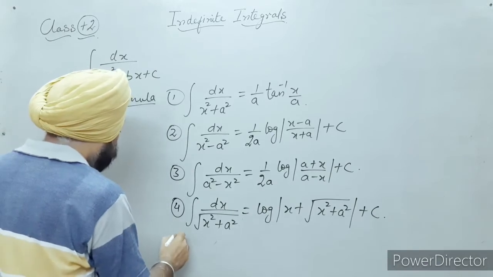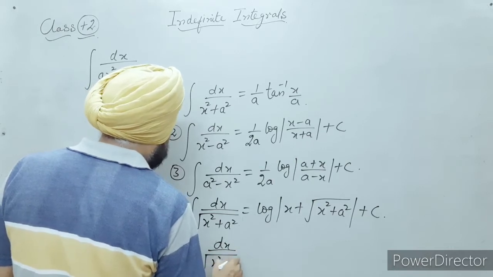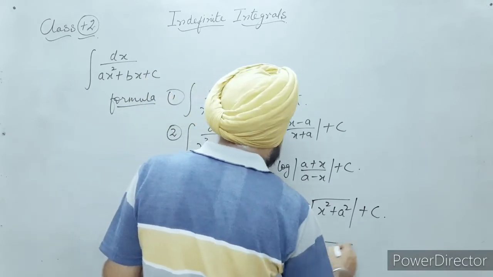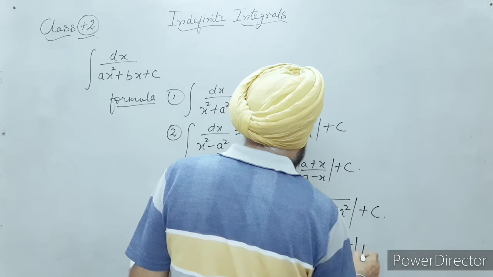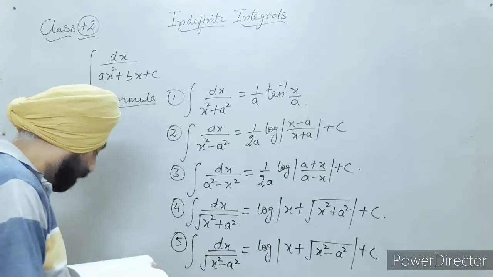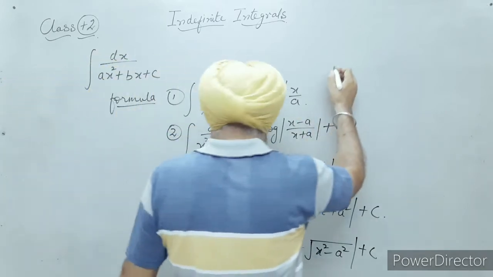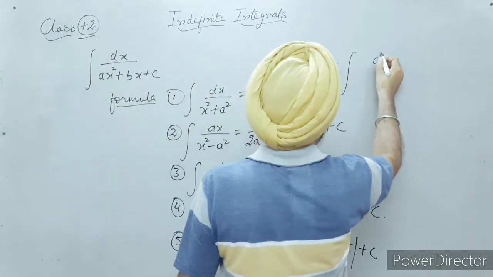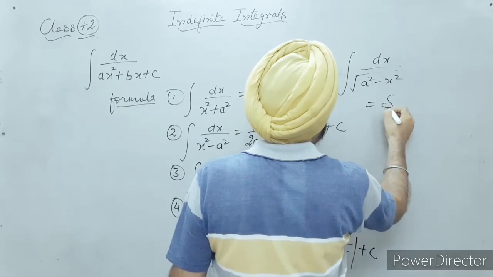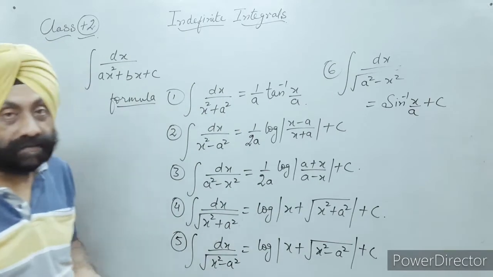Now the fifth one is dx upon under root of x square minus a square. It is log of x plus under root x square minus a square plus c. The formula is almost the same. It's x square plus a square under the root, and x square minus a square under the root. And one more formula is there, with a square minus x square. This is the sixth one. Integral dx upon under root of a square minus x square is equal to simply sine inverse x over a plus c, where c is the constant of integration.